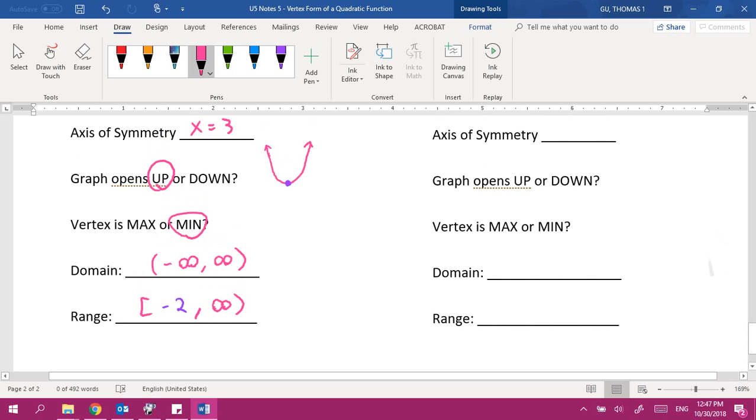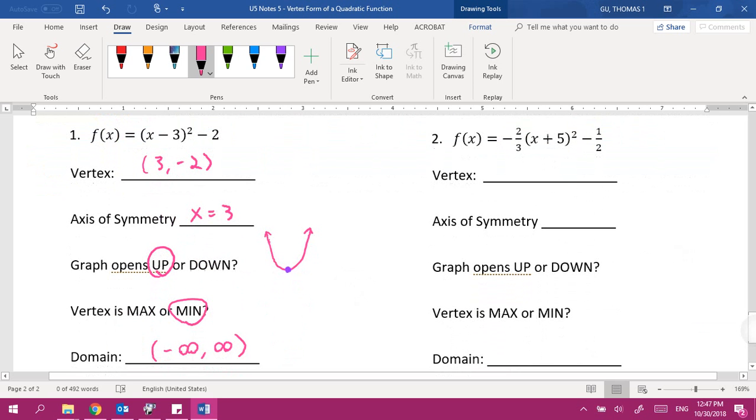Let's just do the other example to make sure. What is the vertex on number 2? -5, -1/2, that's right. And then what's the axis of symmetry? X equals -5, right. Does this graph open up or down? Down. How'd you know? Negative sign where? Outside the parentheses, good. And what about the vertex? Is it a max or a min? Max. Because if it opens down, it looks like this, and the vertex would be up here.